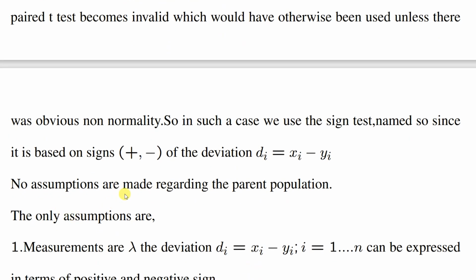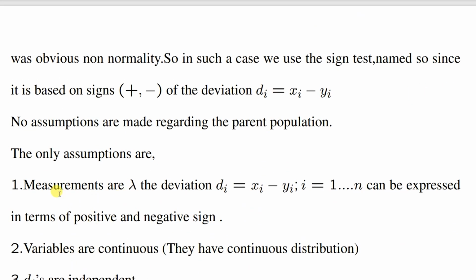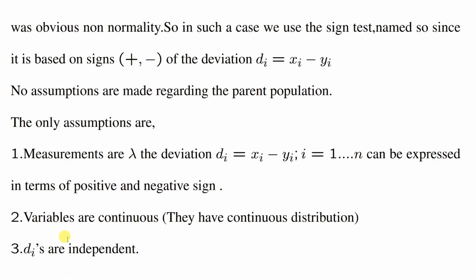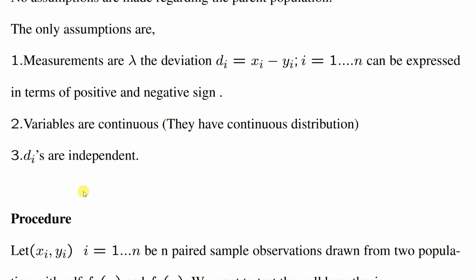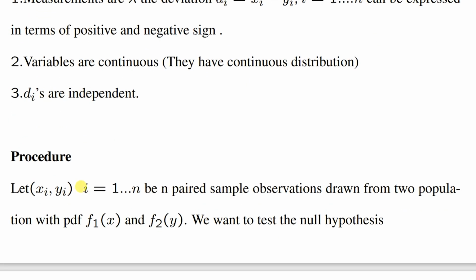Here no assumptions are made regarding the parent population. Here the parent population is unknown. The only assumptions are: first, the measurements are such that the deviations di = xi minus yi, i takes the value 1 to n, can be expressed in terms of positive and negative sign. The second assumption is variables are continuous, they have a continuous distribution. Third assumption is the di's are independent.